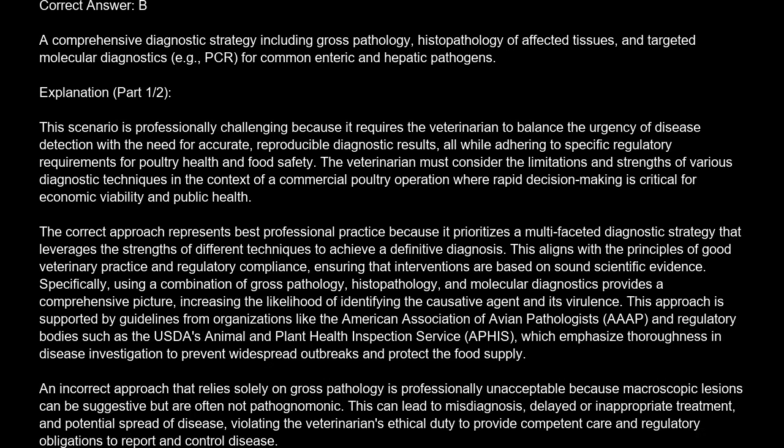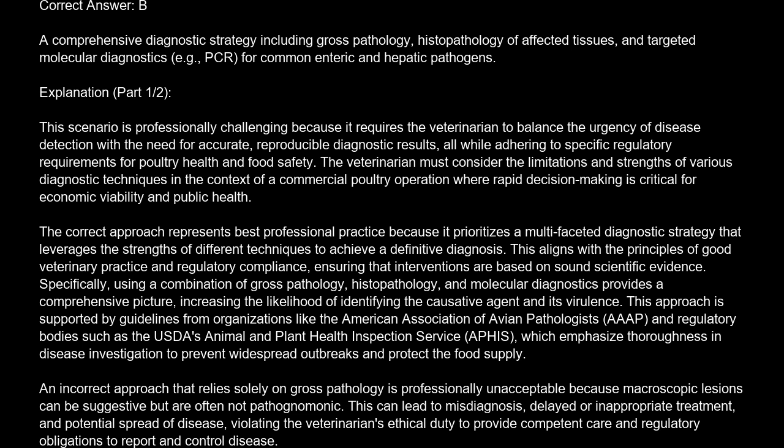Correct answer is B. A comprehensive diagnostic strategy including gross pathology, histopathology of affected tissues, and targeted molecular diagnostics, e.g. PCR, for common enteric and hepatic pathogens. Explanation. This scenario is professionally challenging because it requires the veterinarian to balance the urgency of disease detection with the need for accurate, reproducible diagnostic results, all while adhering to specific regulatory requirements for poultry health and food safety.